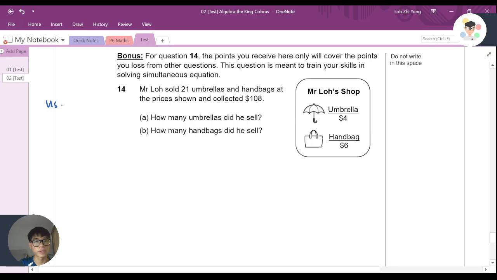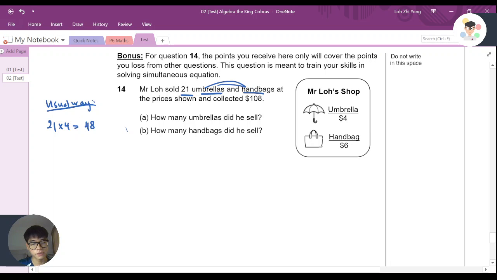The usual way. Now, the usual way, basically, you know that at first we need to assume that either all of it is umbrella or all of it is handbag. Now, for example, I assume all of it is umbrella. So I times 4. Again, I have 21 umbrellas and handbags, which means both add up together, but I don't know how many for umbrella, how many for handbag. I assume all to be umbrella. So 21, I times 4.